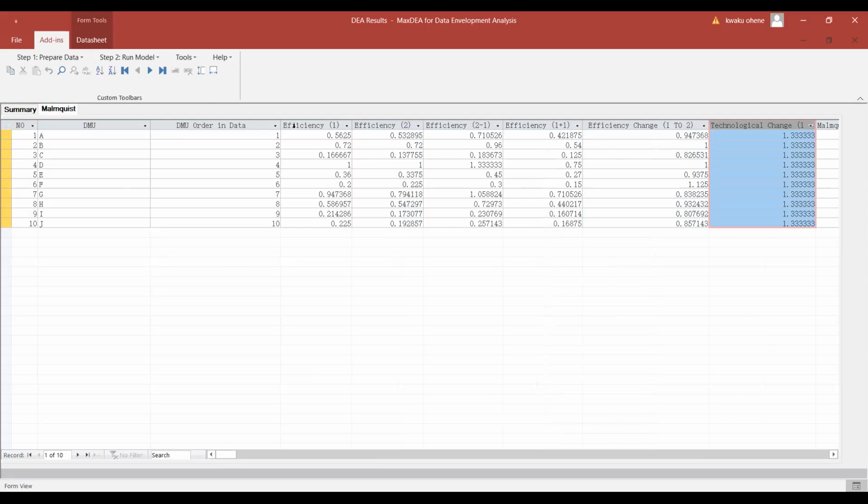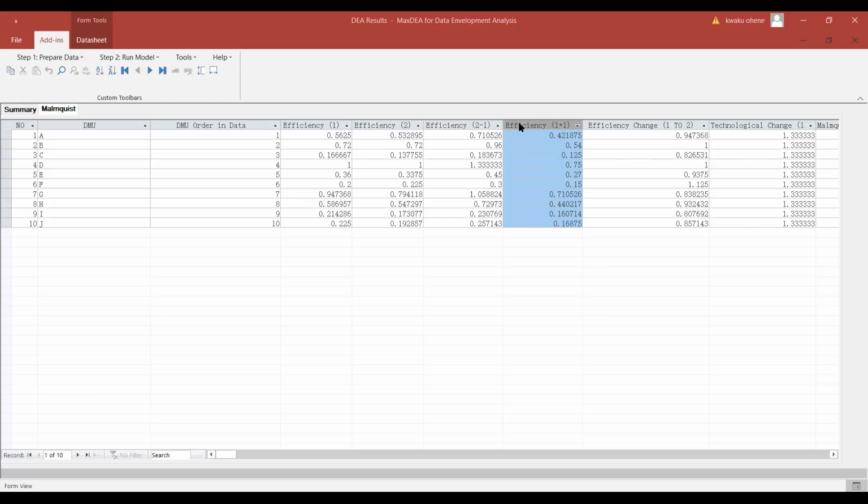Now, these values that you are seeing, this one, that one, those are the on period and the cross period efficiency scores. Okay, those are the on period and cross period efficiency scores. Now, how do I get that value 3.28? Well, this is how I got it.